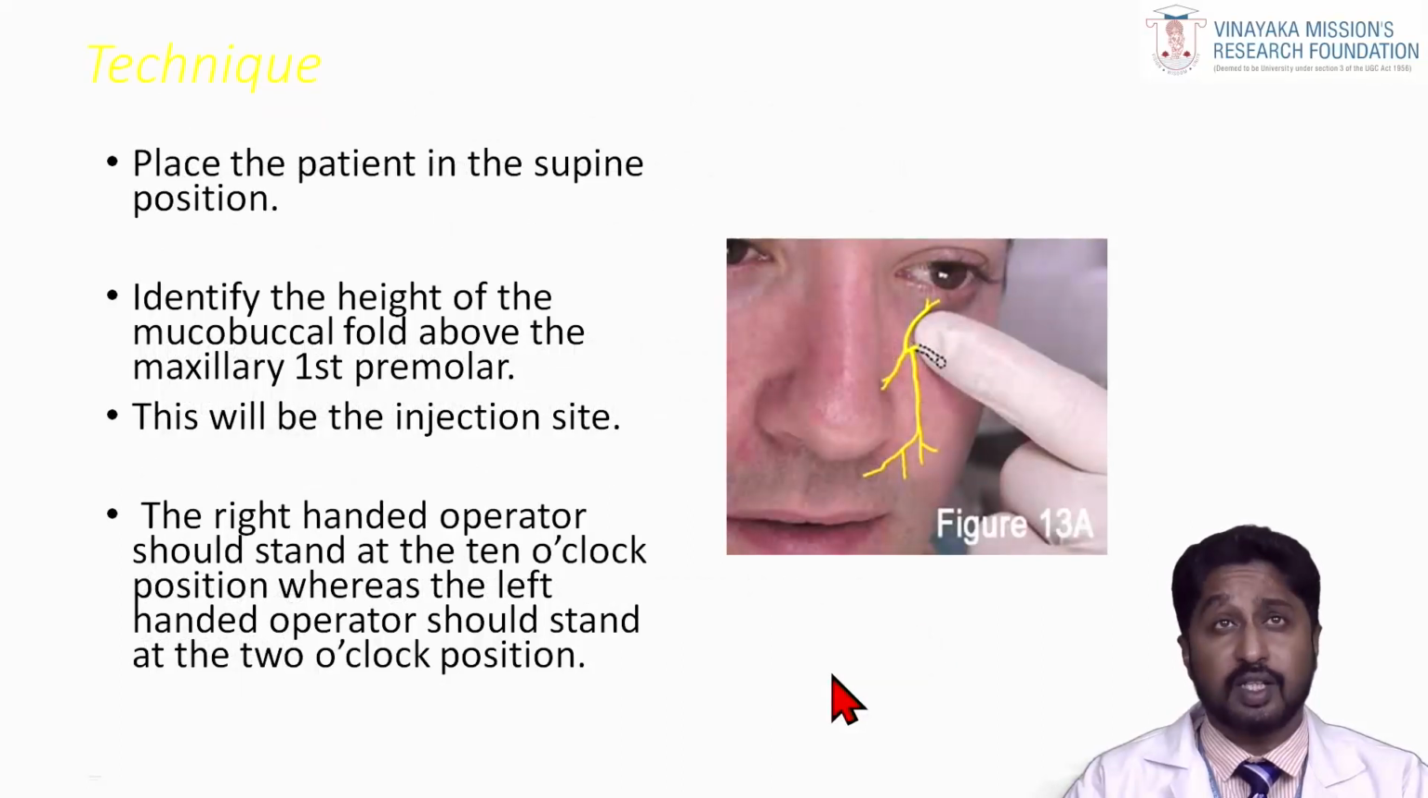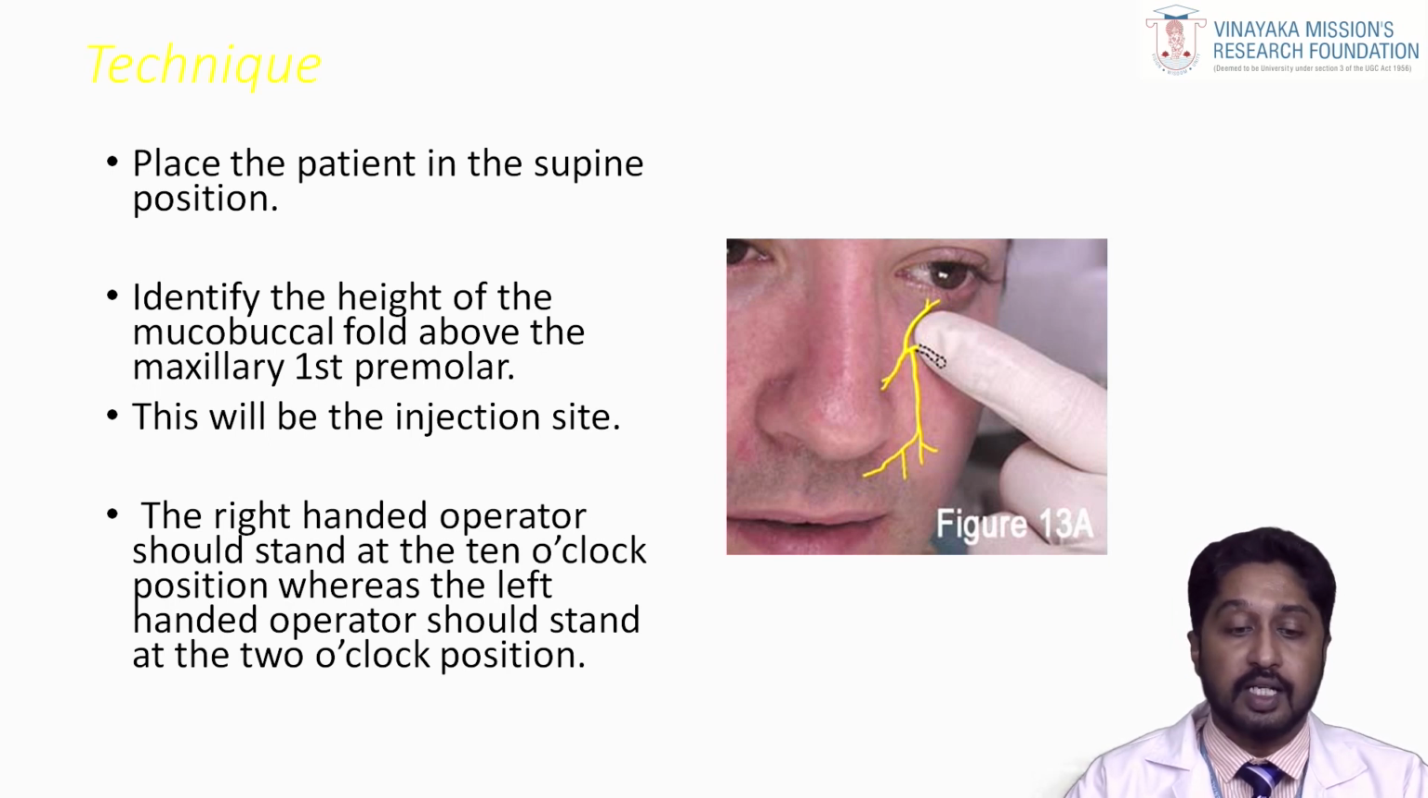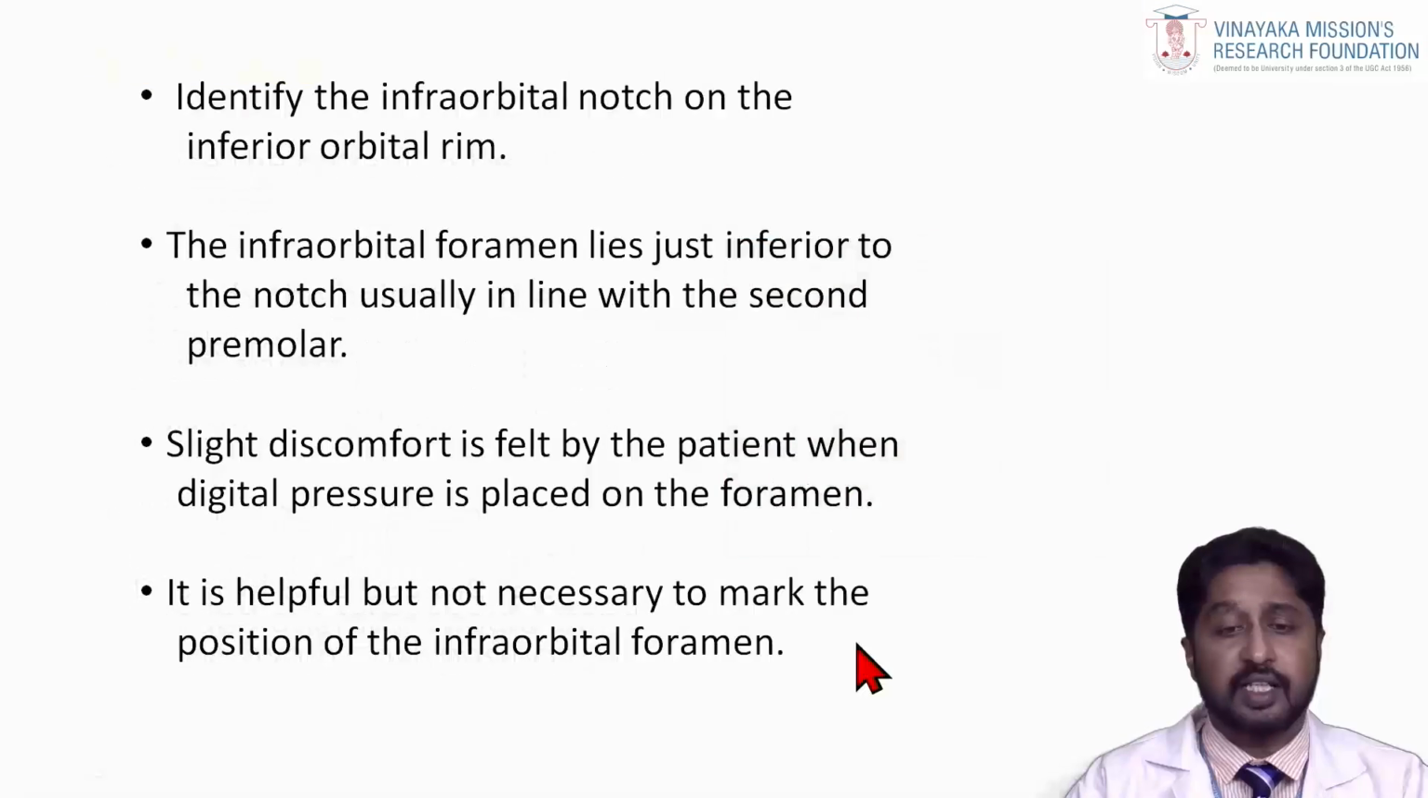So how do you give this ASA nerve block? Place the patient in a supine position. Identify the height of the mucobuccal fold above the maxillary first premolar. So your injection site will be the maxillary first premolar. Identify the infraorbital notch on the infraorbital rim. You know where the infraorbital notch is.